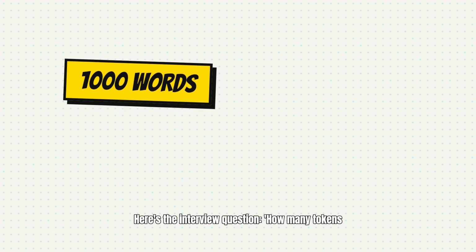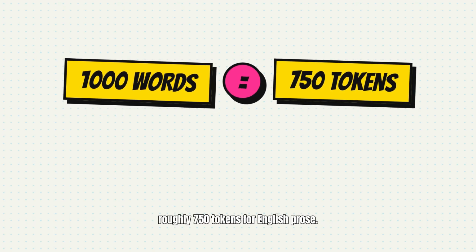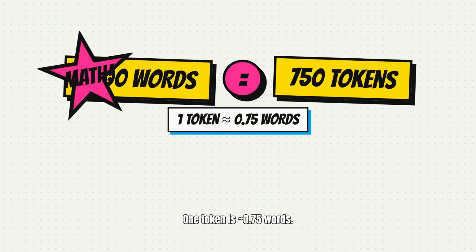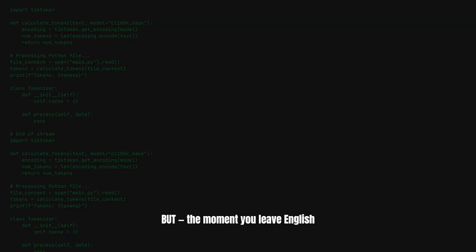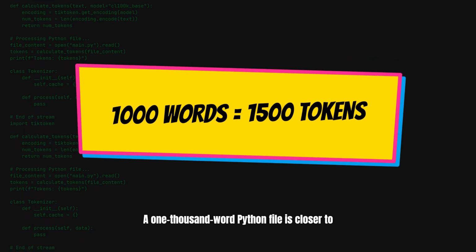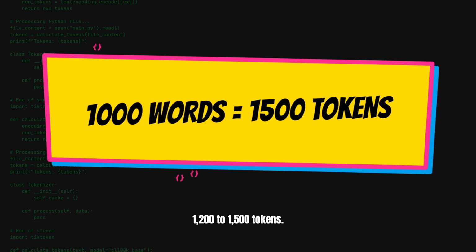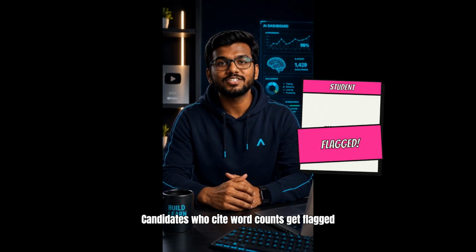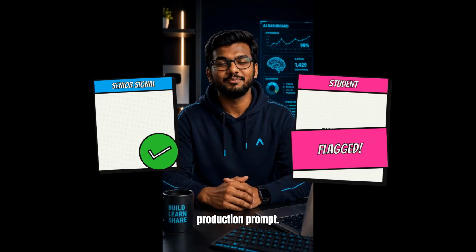Here's the interview question. How many tokens is a 1,000-word essay? The answer is roughly 750 tokens for English prose. 1 token is approximately 0.75 words. But the moment you leave English prose, that ratio breaks. A 1,000-word Python file is closer to 1,200 to 1,500 tokens. Candidates who cite word counts get flagged immediately. Interviewers know you've never profiled a real production prompt.